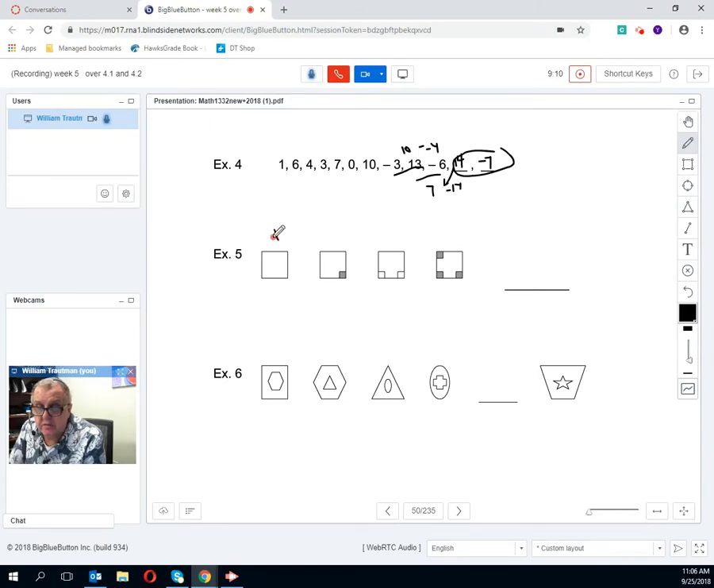Here I have 0 squares. Here I have 1 square. I have 2 squares. I have 3 squares. So this one's going to give me 4 squares, 4 corners.